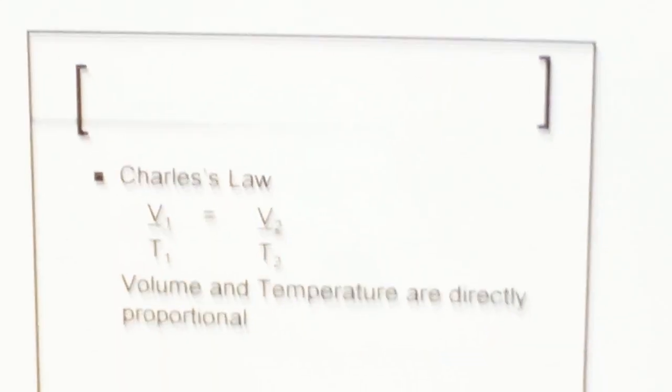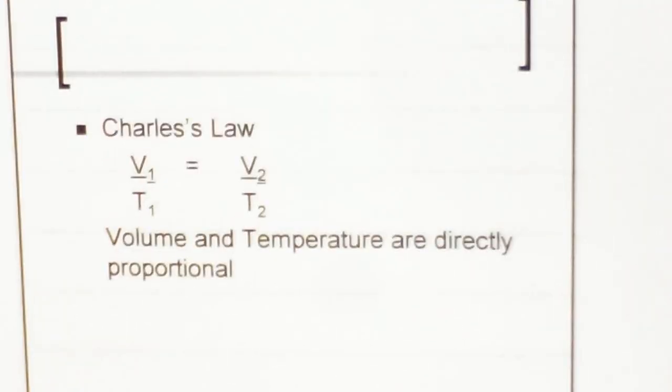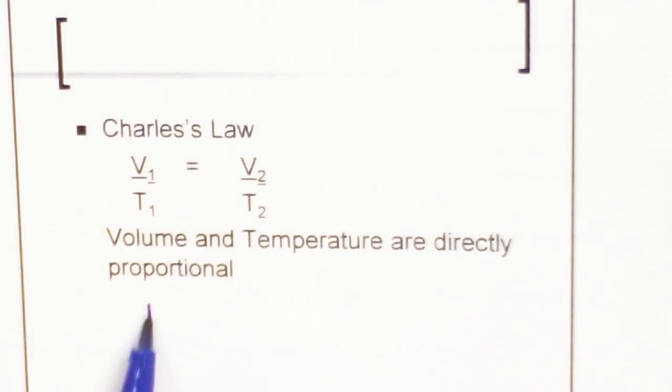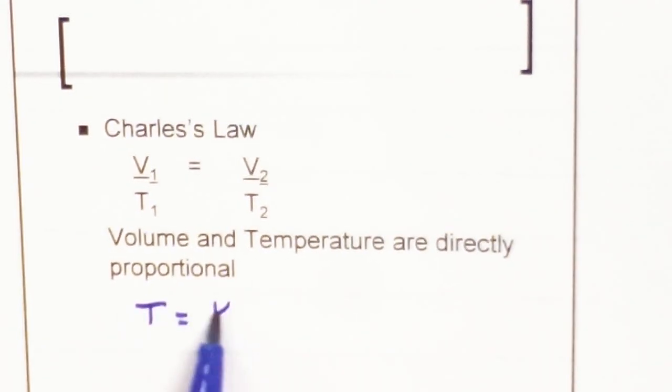Now let's take a look at the next formula, because the next formula is what we call directly proportional. This is Charles' law. Charles' law is directly proportional. It's volume and temperature. Remember, temperature must be Kelvin.